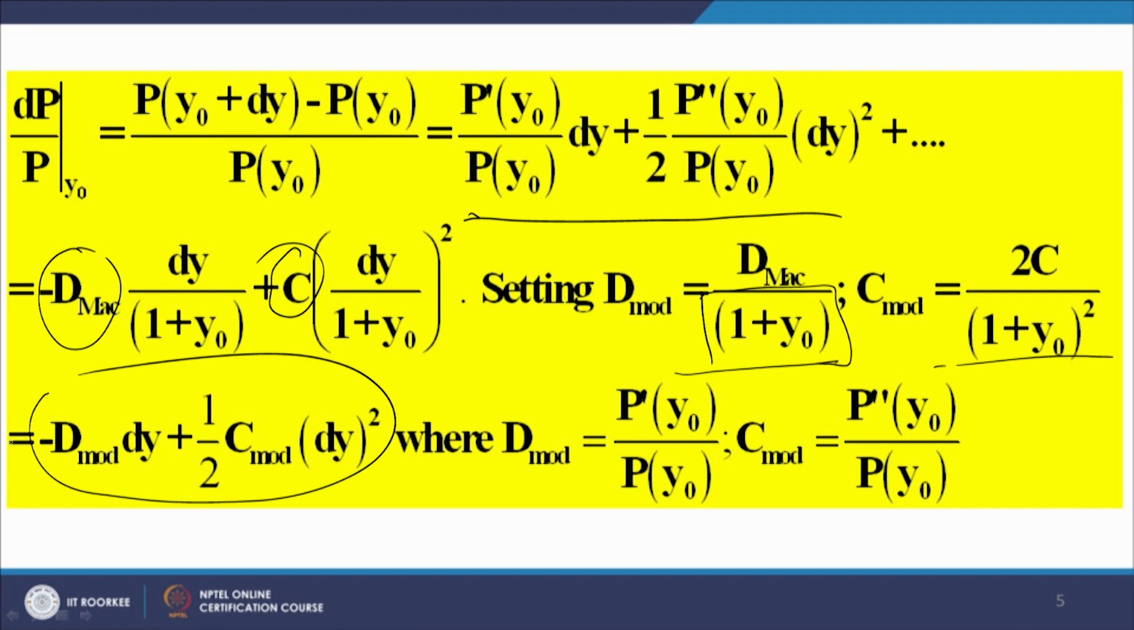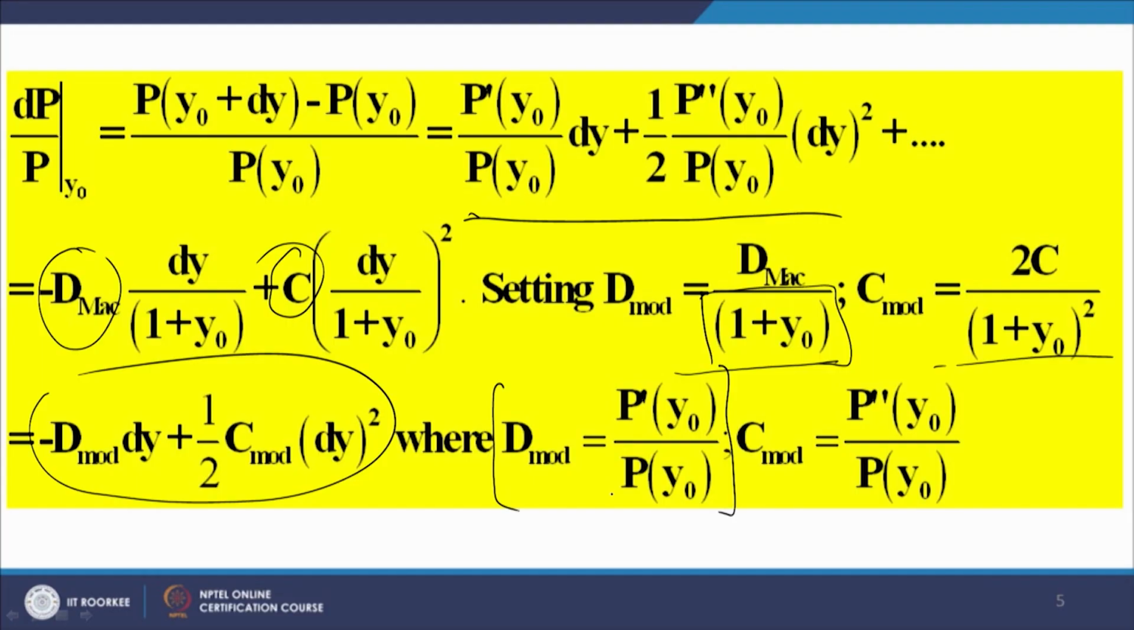So, these are the basic definitions of modified duration. Again, as I mentioned, duration captures the first order derivative of price with respect to y, and convexity captures the second order derivative.